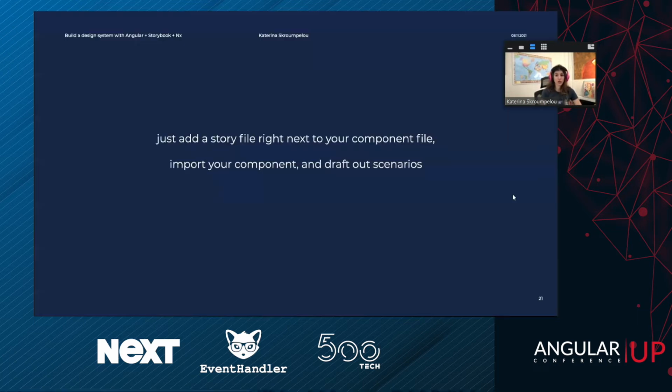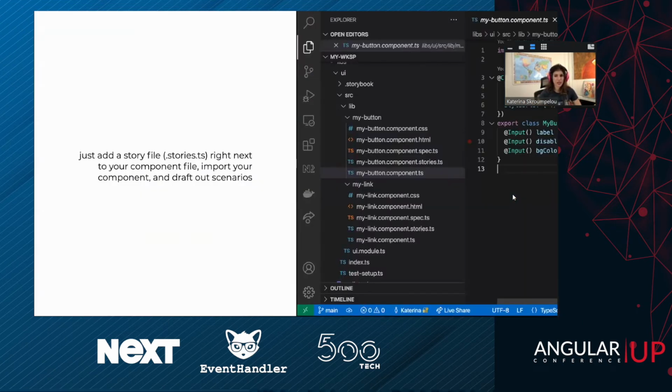So how does it work? The way it works is you just add a story file right next to your component file. You import your components in that story, and then you draft out scenarios. And I'm sure it sounds like an E2E test to you. So let's see what it would look like.